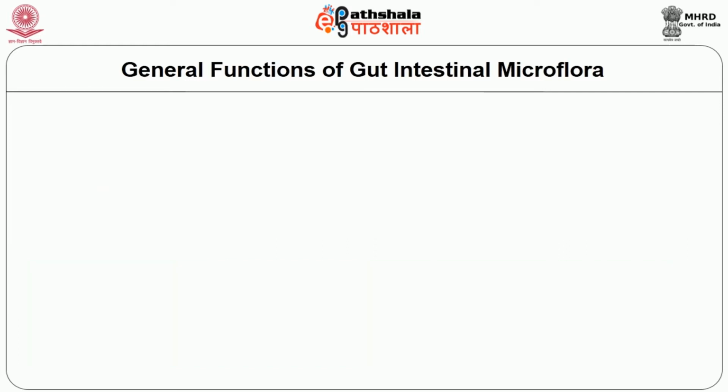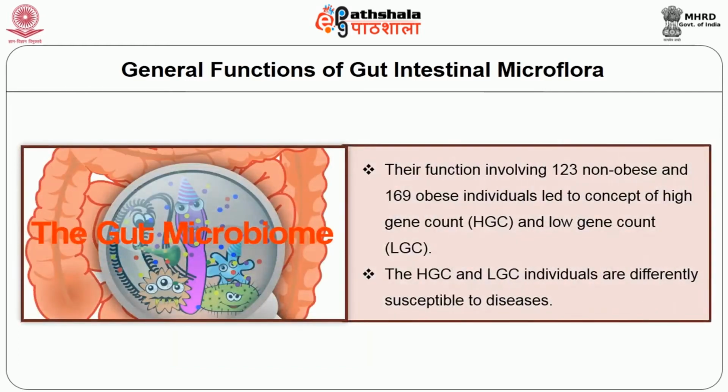human body. A Danish study of the gut microbiome and their function, involving 123 non-obese and 169 obese individuals, led to a concept of high gene count and low gene count. The high gene count and low gene count individuals are differently susceptible to diseases. So when they worked on the Danish study, they found this HGC and LGC.